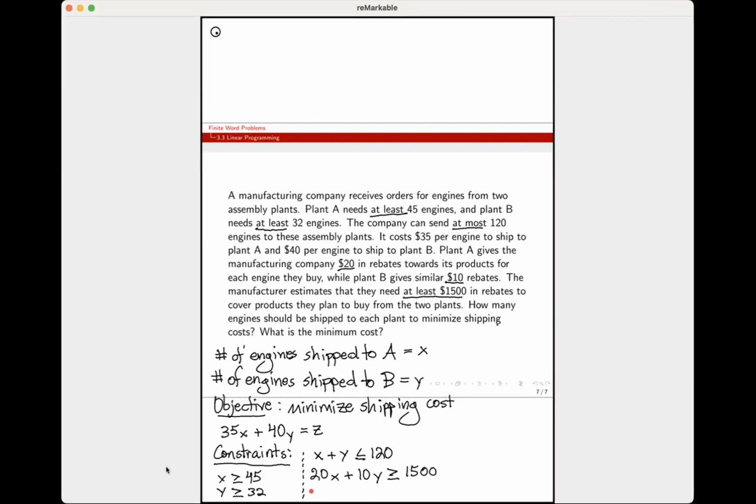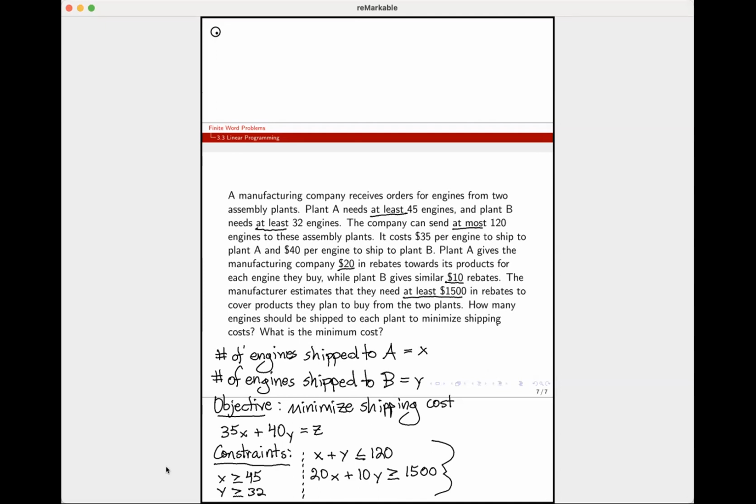Of course, you can always say that, well, X and Y need to be bigger than or equal to 0, right? You can't have a negative number of engines shipped. But if you look at our first two constraints here, those first two constraints already tell us that X and Y are going to be positive. So we really don't even need this bottom one. You can certainly have it. It won't give you any wrong answers, but we don't really need it for this problem. Okay, the next step is to get all of these in y-intercept form, and then we'll graph them, find our feasible region, and go from there.